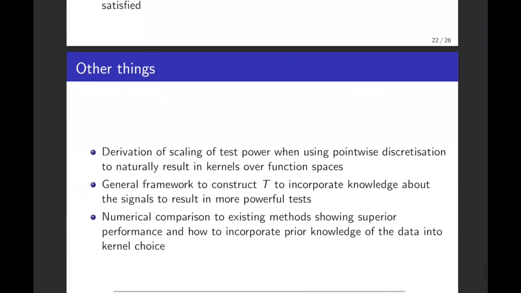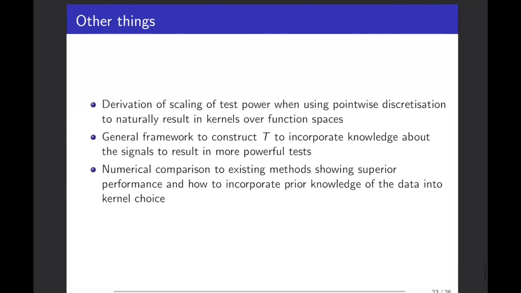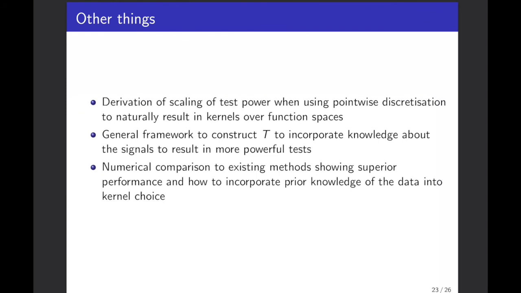Okay, so that wraps up the three main points. I'm just going to quickly discuss some of the things that are covered in the paper. There is an investigation into the limiting scale, as I mentioned, of finite dimensional two-sample tests. So this is if you take your functional data and just pretend it's a finite dimensional vector, what happens as you take more and more discretizations. And we show that it naturally converges to a kernel that's defined over functions.